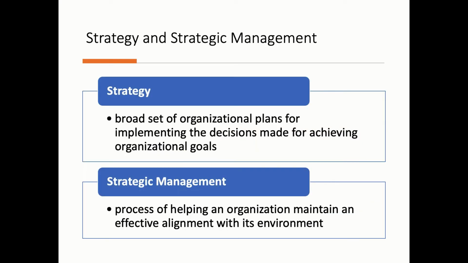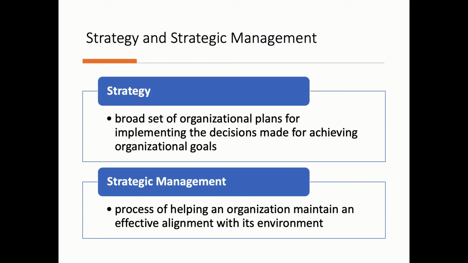Once we talk about goals, now you know where you are going. And the next question, of course, is how are we going to get there? And that is where we turn our attention now to the next topic, the topic of strategy. Strategy can be defined, as you see here on the slide, as the broad set of organizational plans for implementing the decisions made for achieving organizational goals. So, since goals have established where we want to go, strategy sets plans for how we're going to get there.